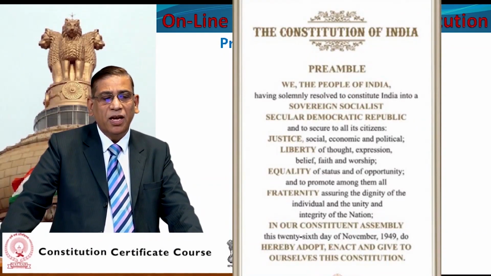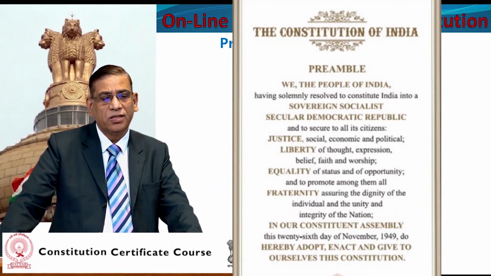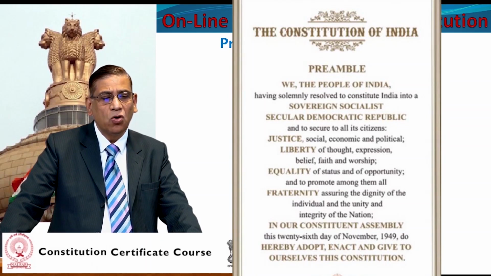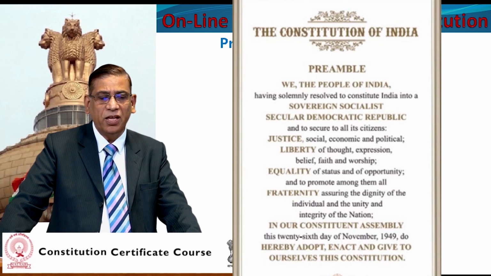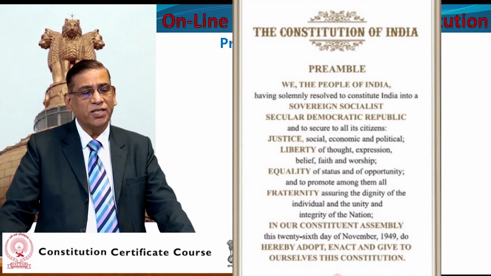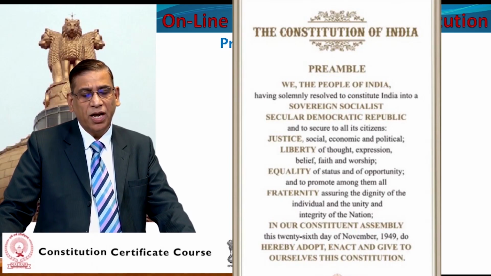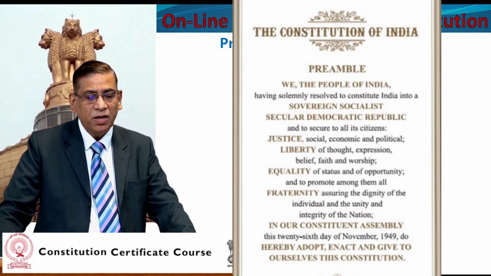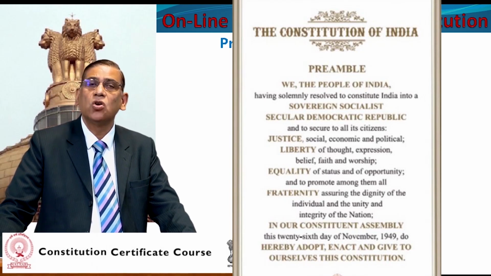We, the people of India, having solemnly resolved to constitute India into a sovereign, socialist, secular, democratic republic, and to secure to all its citizens justice, social, economic, and political, liberty of thought, expression, belief, faith, and worship, equality of status and of opportunity, and to promote among them all fraternity, assuring the dignity of the individual and the unity and integrity of the nation. In our Constituent Assembly, this 26th day of November 1949, do hereby adopt, enact, and give to ourselves this Constitution.